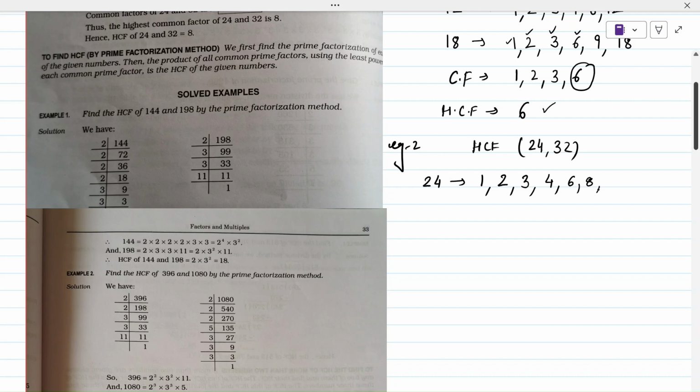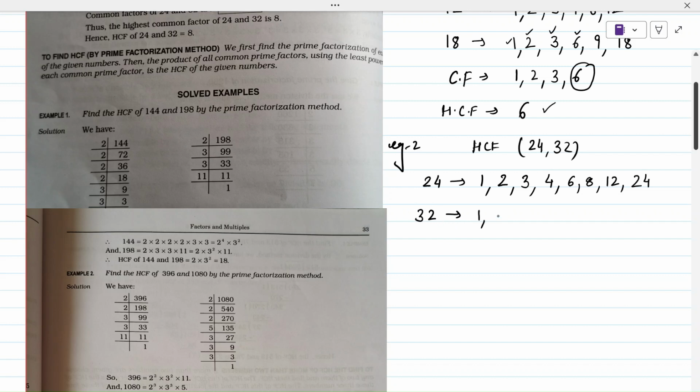Then coming next, 9 is not a factor, 10 is not a factor, not 11. 12 is also a factor of this. Okay, and then after 12, the next factor is 24 itself. These are the factors of 24. Now let us find out the factors of 32.